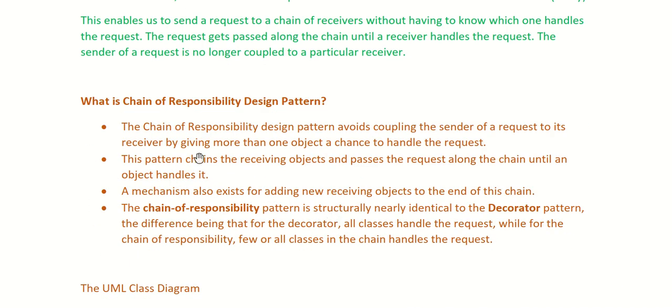The chain of responsibility design pattern avoids coupling of the sender of a request to its receiver by giving more than one object a chance to handle the request, as already explained. This pattern chains the receiving objects and passes the request along the chain until an object handles it. A mechanism also exists for adding new receiving objects to the end of the chain.